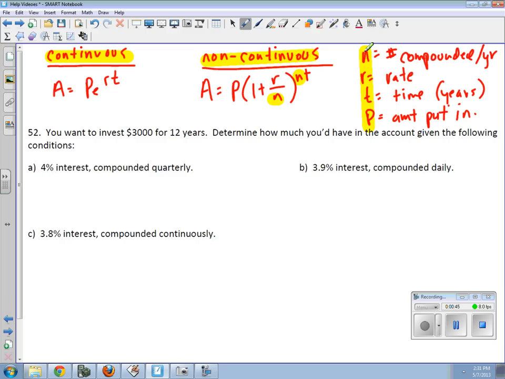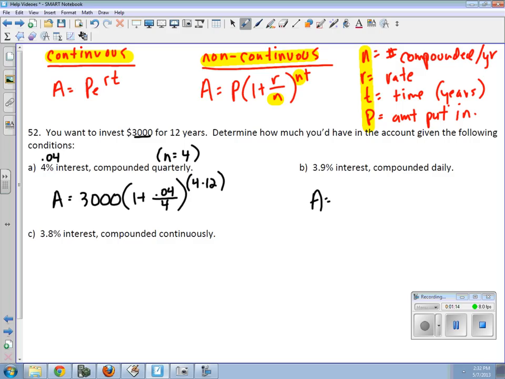So just setting this up, 4% as a decimal is 0.04. Compounded quarterly is a way to tell you N equals 4. So I know I'm using that second formula. So my A equals the 3,000 I'm putting in. So that's what it said here. 1 plus the rate, 0.04, all over N, which is 4, to the NT power. So 4 times 12. And if you notice I'm putting it in parentheses, that power is in parentheses. That's going to help me later on when I go to plug it in my calculator. So that's something that you might want to be aware of.